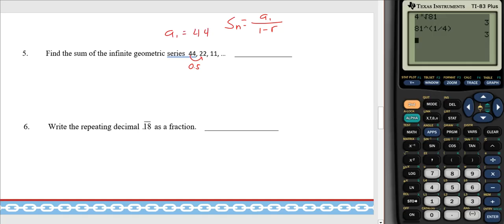So for number 5, that sum would be 44 over 1 minus 0.5. 1 minus 0.5 is just 0.5. 44 divided by 0.5 would be 88.